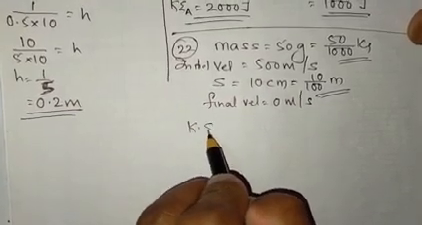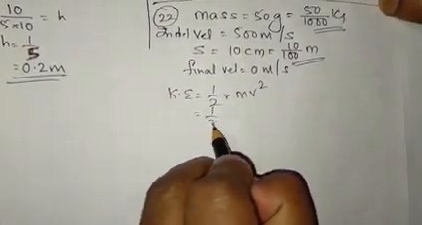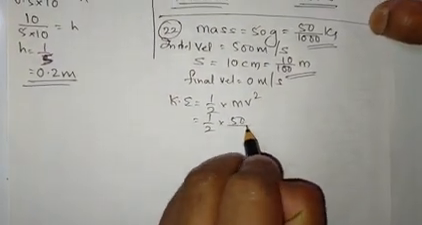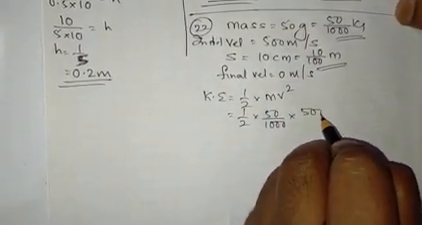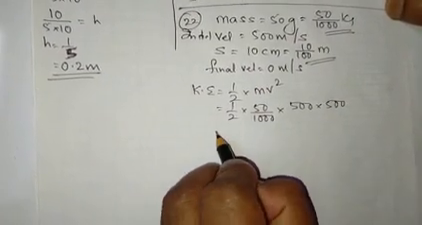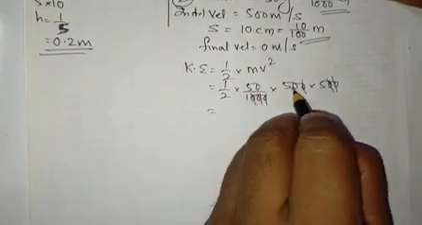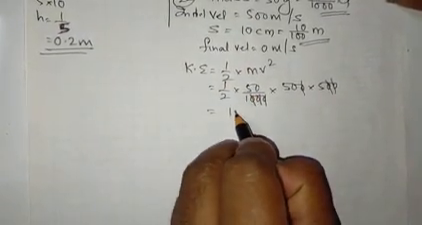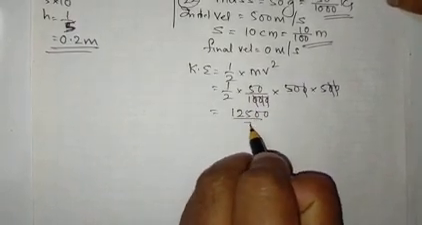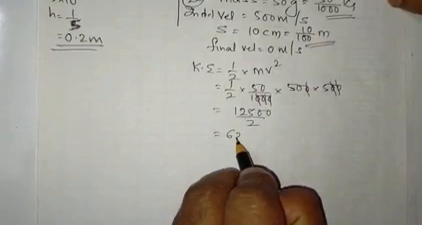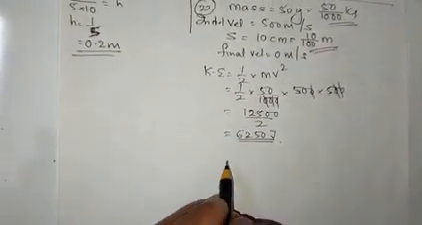So kinetic energy is half into mv square, that is half into mass, 50 by 1000, into velocity, 500 into 500. How much will it be? 5 5s are 25, 25 with 0 0 0 0, that is 12500 by 2. That will give me 6250 joule. This is the kinetic energy.